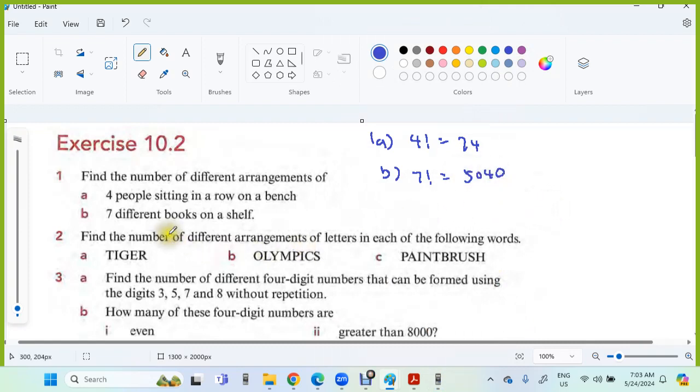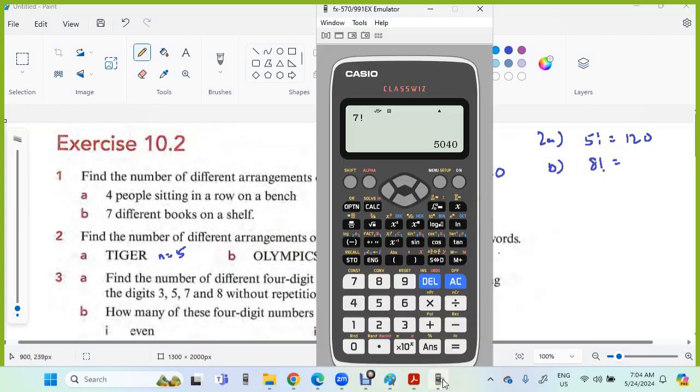And number 2, A, find the number of different arrangements of letters in each of the following words. So tiger, n equal to 5. So this will be the 5 factorial, 120. B, Olympic, 2, 4, 6, 8. So this one is 8 factorial. Then we have the 8 factorial here.